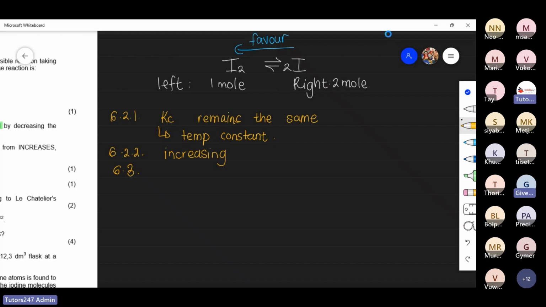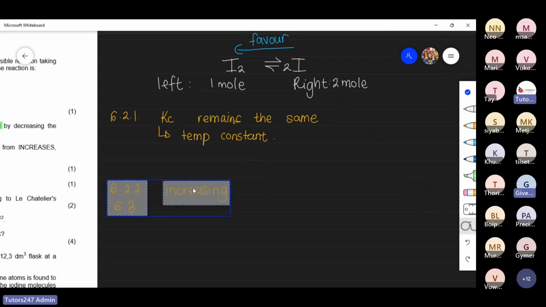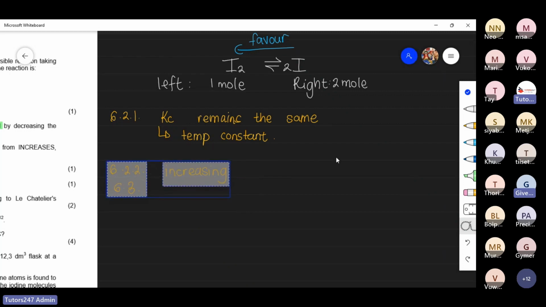Okay. 6.2.1, why does Kc remain the same? That comes from what we previously discussed in theory. Keep in mind that when we were discussing theory, we stated that Kc changes with temperature. So let us make a note of this. That way, when you have a look at this a bit later, you'll be reminded of that note.